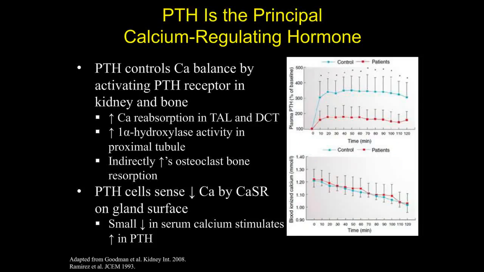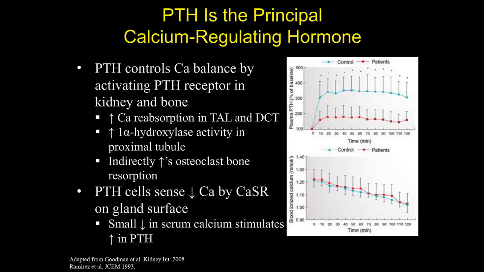Well, I just want to get to the parathyroid hormone calcium axis here. As we know, parathyroid hormone is the principal calcium regulating hormone, and it controls calcium balance by activating the receptor in the kidney and bone. Increased calcium reabsorption occurs in the thick ascending limb and the distal convoluted tubule of the kidney. It also increases the 1-alpha hydroxylase activity in the proximal tubule, and it indirectly increases osteoclast bone resorption in order to increase calcium into the body.